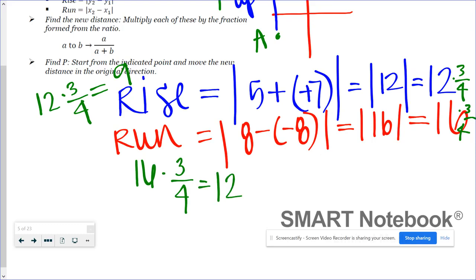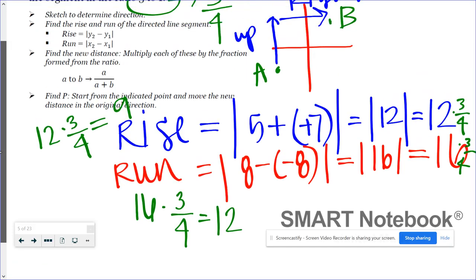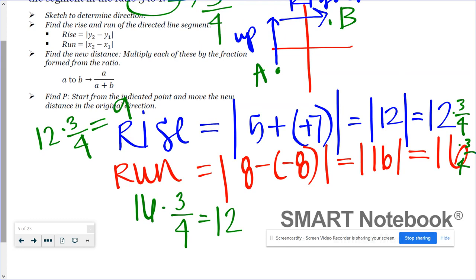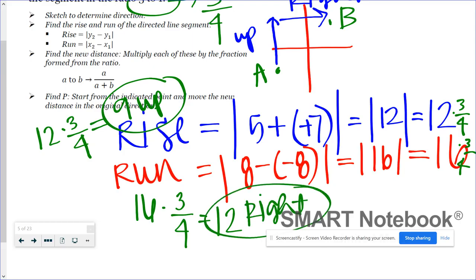Right, and now I'm going to find point P. I'm going to start at that indicated starting point and move in the new distance in the original direction. So basically, I'm going to go from point A, and I'm going to go 9 up, and I'm going to go 12 units to the right, because remember, that was my original direction.